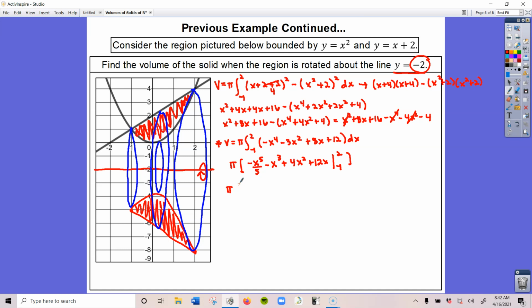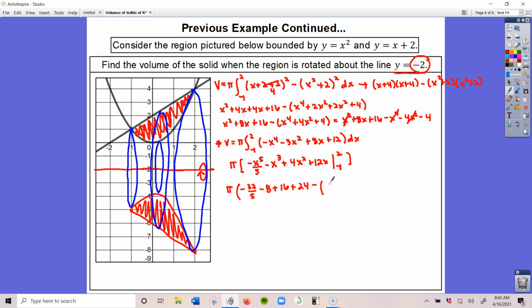We get pi times negative 2 to the fifth would be, well, 2 to the fifth is 32, so negative 32 over 5 minus 2 to the third, which is 8, plus 2 squared is 4 times 4 is 16, plus 12 times 2, which is 24. Now minus, I'm going to plug in now negative 1.